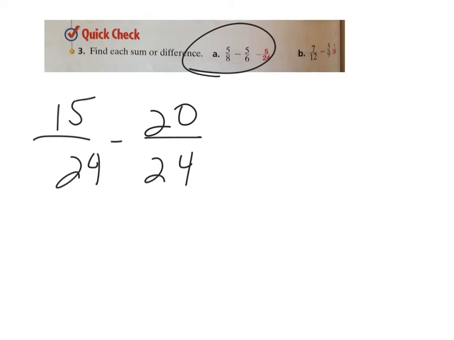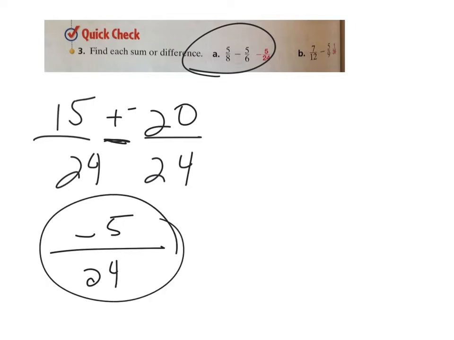Now, we're subtracting, right? Smaller minus bigger. There's lots of ways to think about it. You can make it into, plus a negative if you like. You can just realize you're subtracting, and you're going to get a negative 5, however you come up with that. So, negative 5 is the answer to the top. The 24 comes along for the ride. Negative 5 24ths.